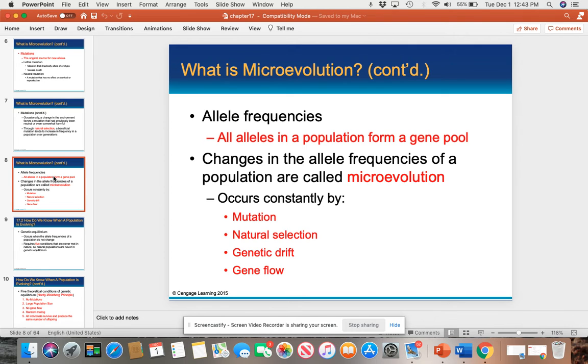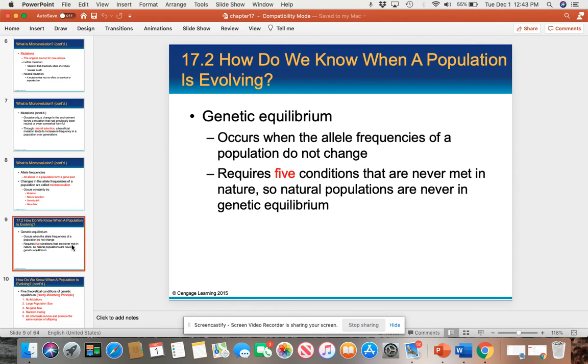When we look at evolution from a small scale, so microevolution, examples include mutations, natural selection, genetic drift, or change due to chance, and of course gene flow, movement of genes in and out of a population. So, what can take place for genetic equilibrium? In other words, a population is not evolving.